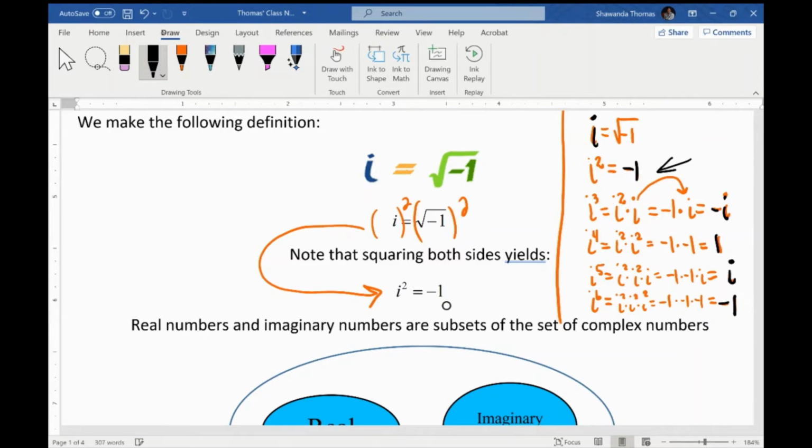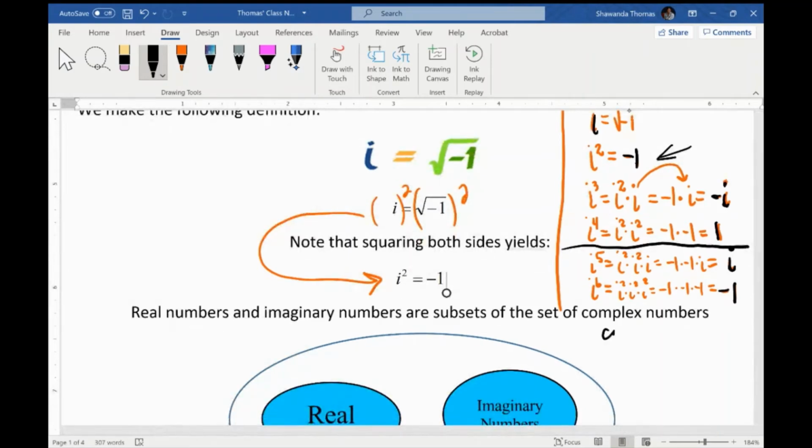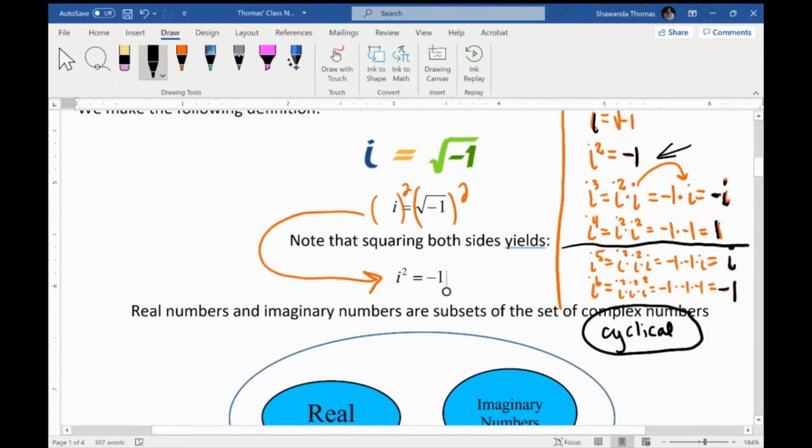Notice the pattern. We started with i, -1, -i, 1. It will go back to i, -1, -i, 1. It's going to repeat over and over and over again. I just want to show you that it's cyclical, like a cycle. It will repeat itself every fourth i, the same answer over and over again. So I'm putting dot dot dot because it keeps going on and on forever.